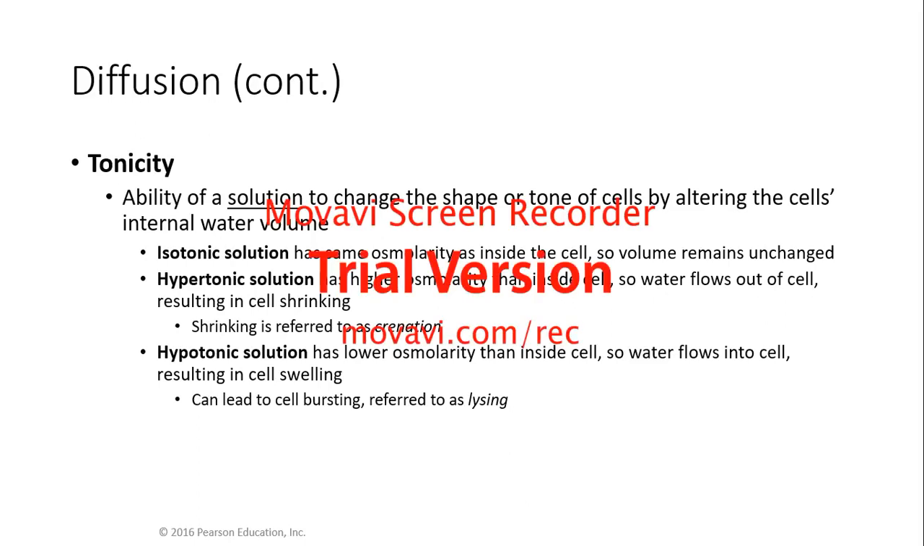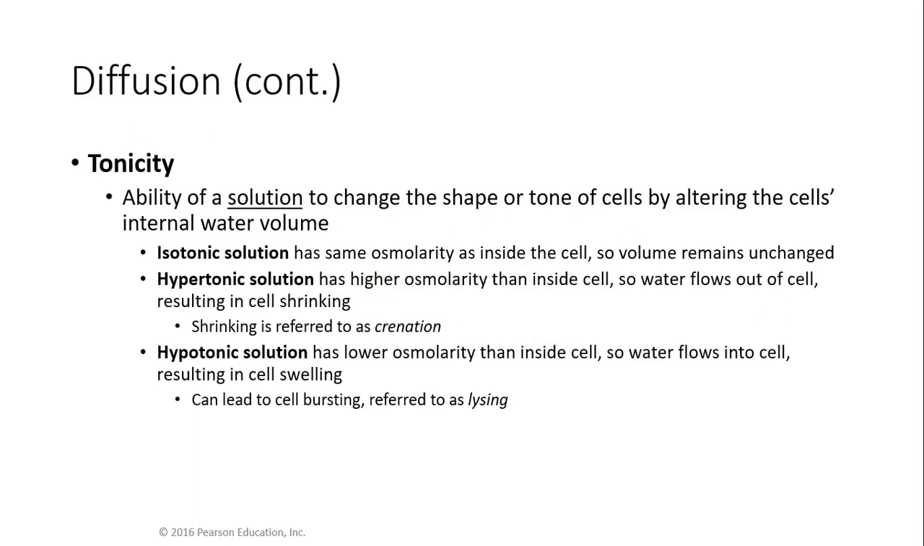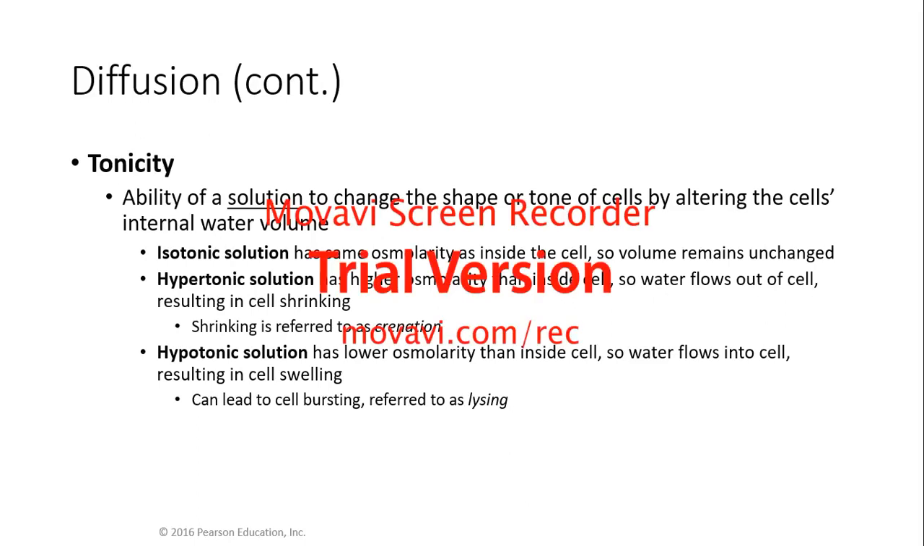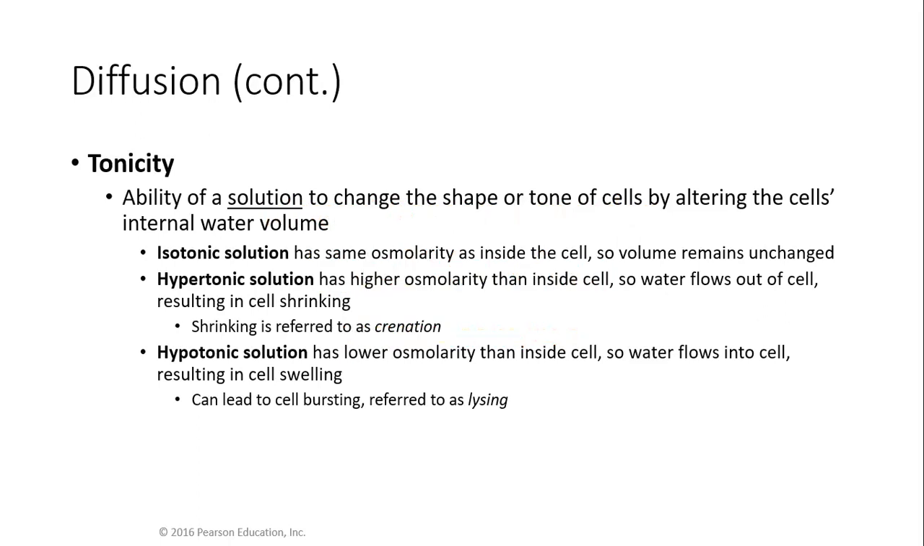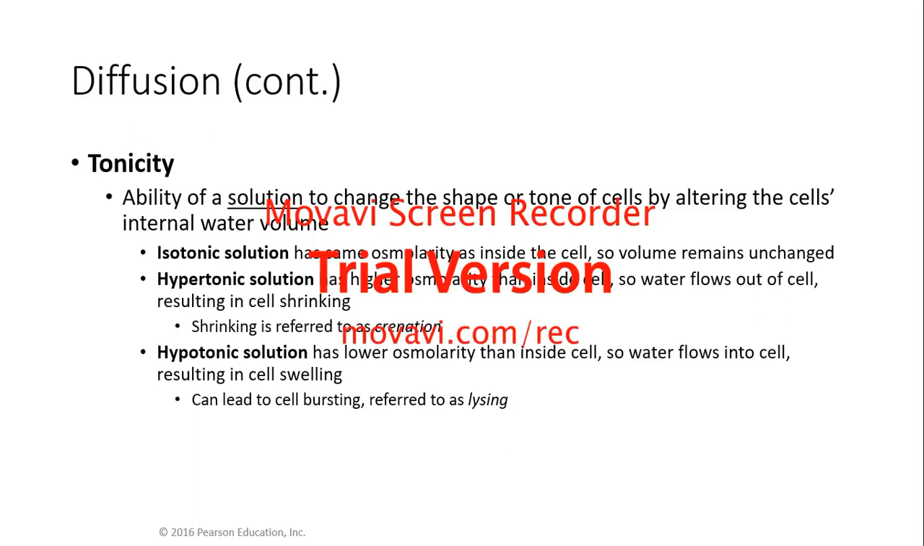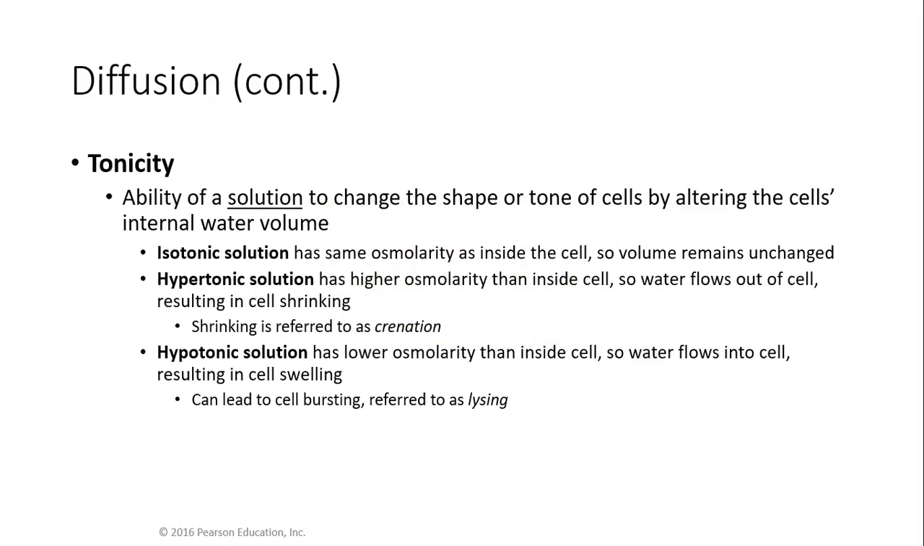Remember, when a solution has high salt, the water concentration is the opposite. If it has high salt, that means it has low water compared to the inside of the cell, which is going to have high water. Remember, water always moves from high to low. So water is going to move out of the cell, and the cell is going to shrink. Again, hypertonic means high salt solution, low water in the solution, so the inside of the cell has a higher concentration of water. Water always flows from high to low, so it's going to flow from inside of the cell out, and the cell is going to shrink.